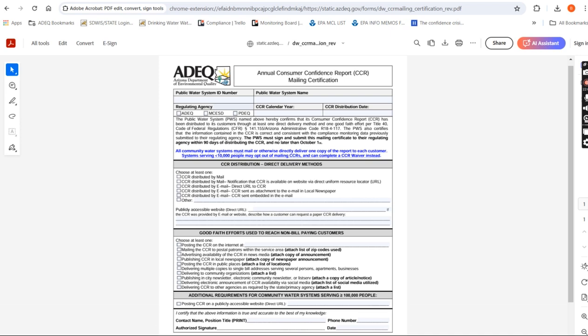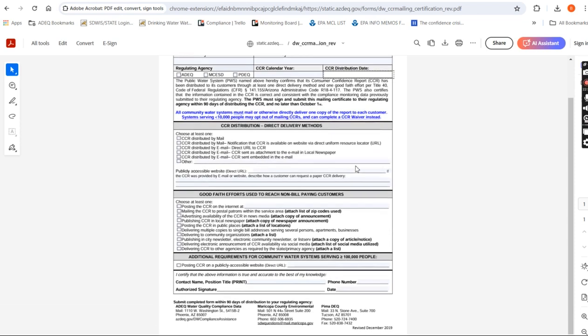So once you have distributed the report to your customers, this is due by July 1st. All customers and ADEQ must have received the report. Once that's been done, you'll put in the CCR distribution date, the calendar year, your water system name and number, whether you are part of Maricopa County, Pima County, or otherwise select ADEQ as your regulating agency. And if you have over 10,000 customers, you are required to fill out the mailing certification form.